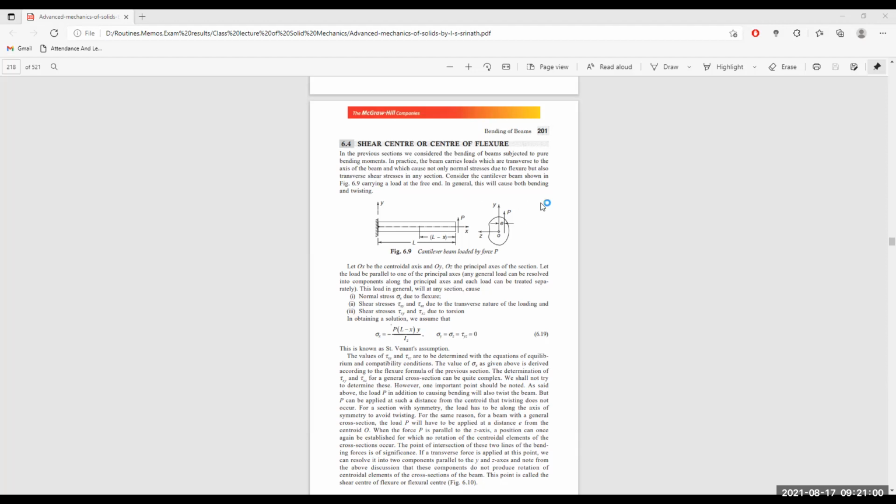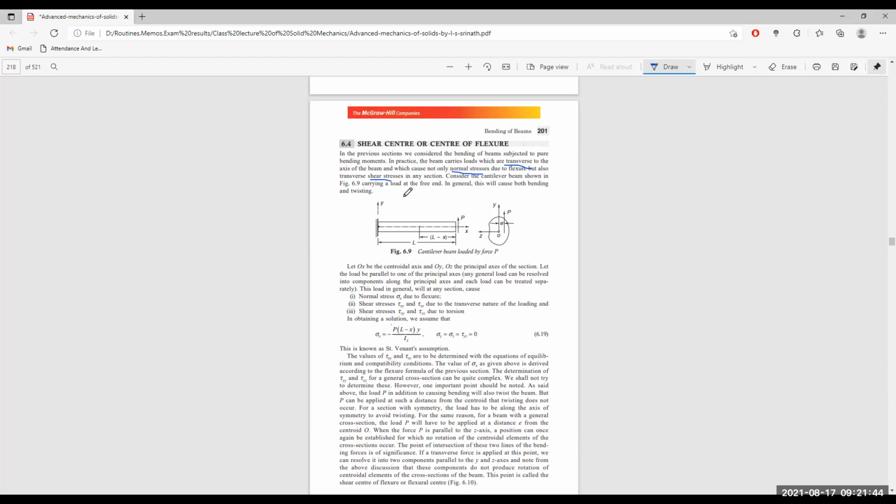Here we know the beam carries loads which are always transverse in nature, and transverse means it is perpendicular to the longitudinal axis of the beam itself. Here we always have normal stresses due to flexure, but also transverse shear stresses in any section. We have discussed this in our shear force and bending moment diagram chapter.